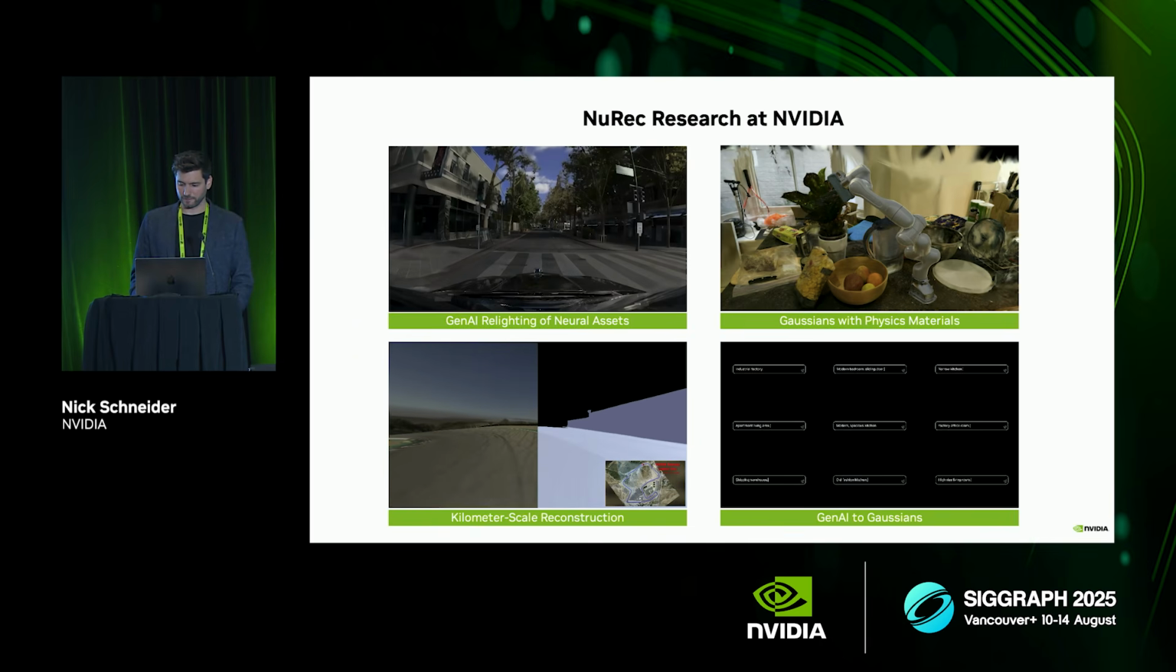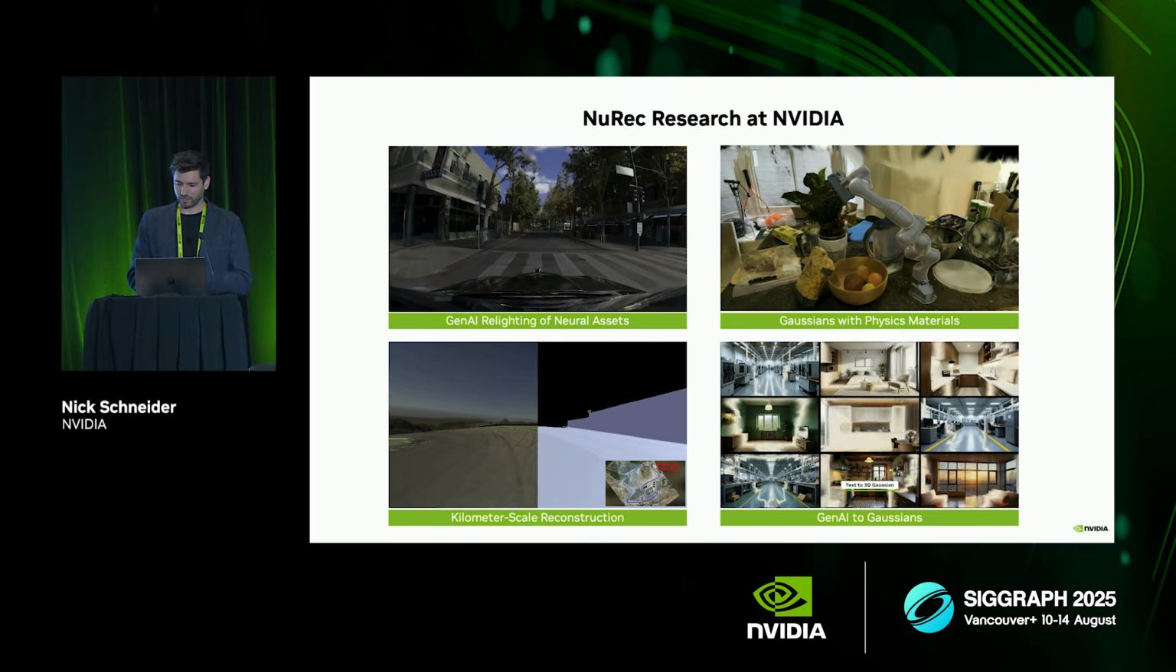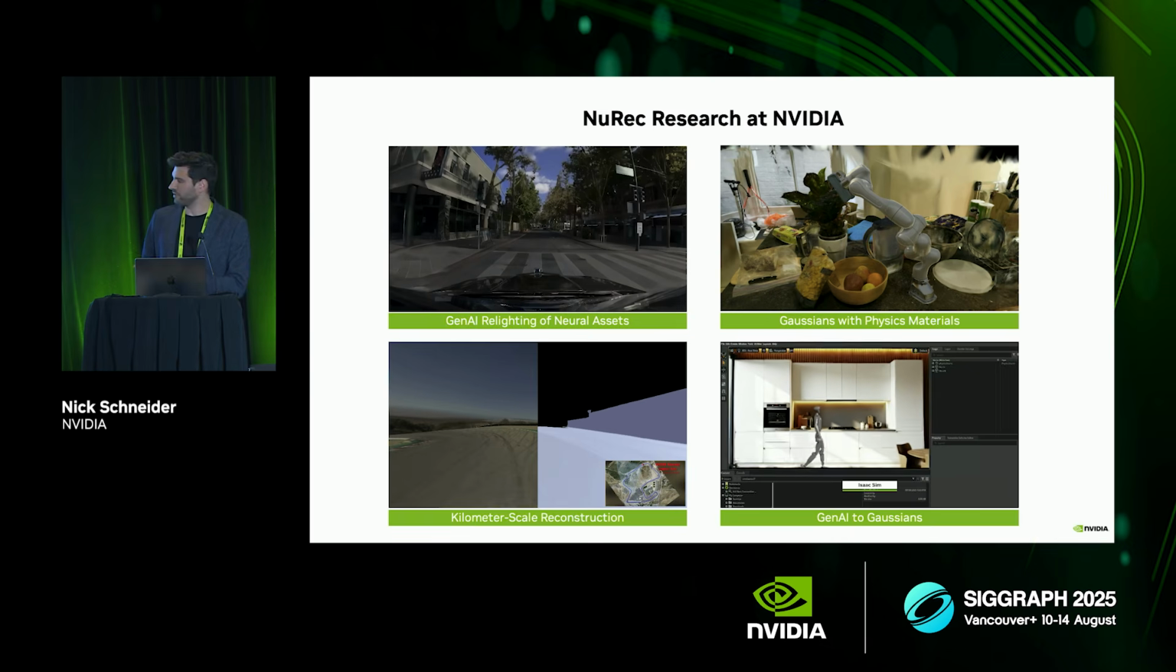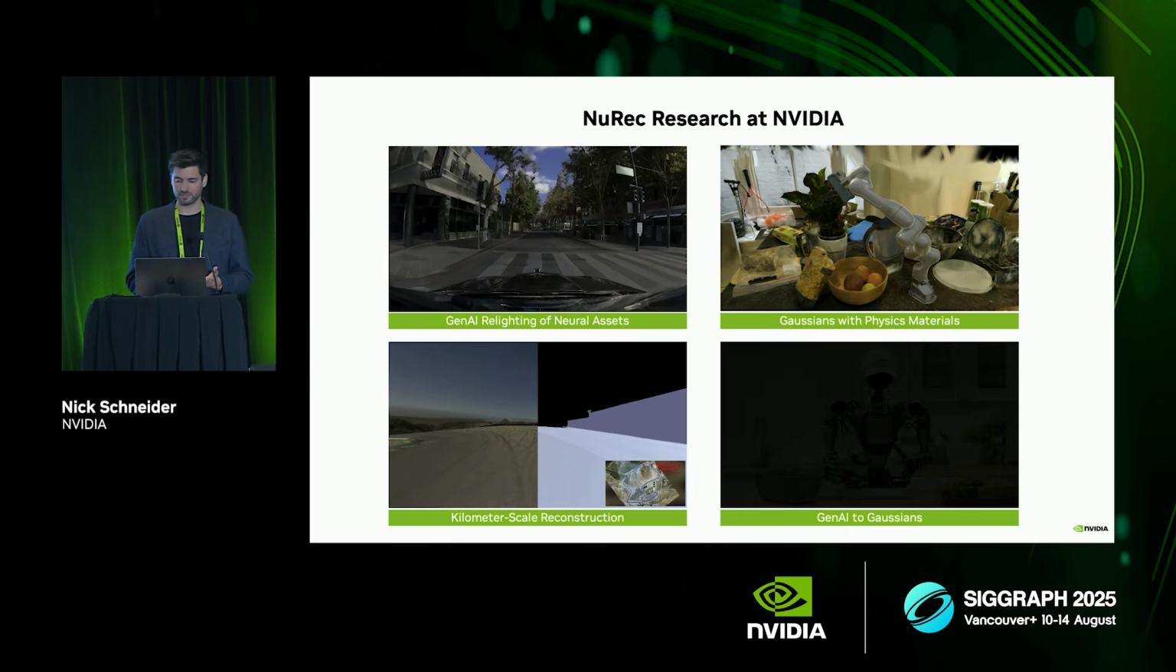And finally, we also have a Cosmos model that allows you to generate basically any environment from text and represent it as Gaussians, and then allows you to place robots into that scene and interact with that environment. We're really looking forward to enabling those with NuRec to enable further physical AI development in the future.